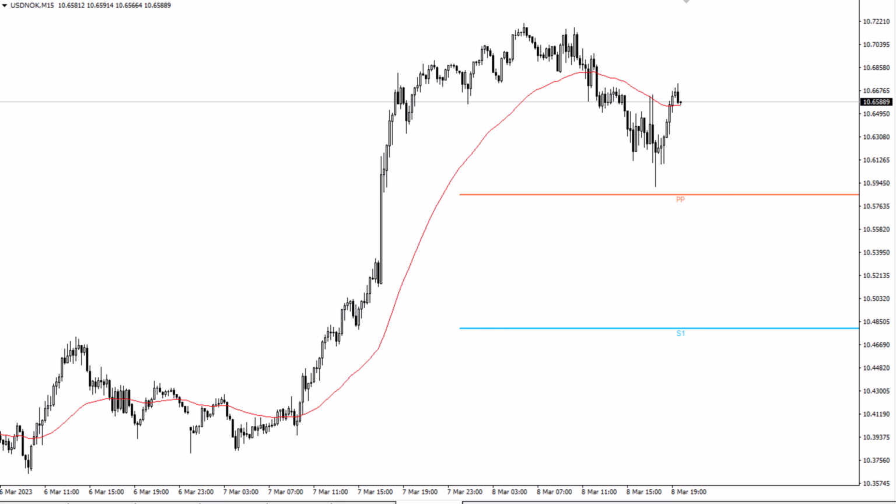You then have 3 resistance barriers and 3 support barriers based upon the pivot. Resistance 1 is pivot times 2 minus the low. Resistance 2 is pivot plus high minus low. Support 1 is pivot times 2 minus the high. Support 2 is pivot minus high minus low. None of that truly matters, but just to let you know, there is a mathematical equation behind all of that.